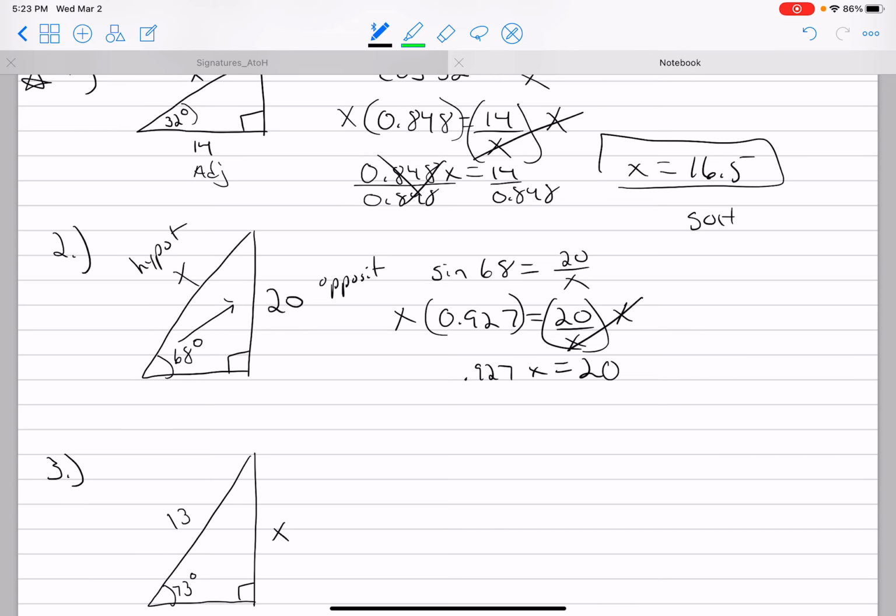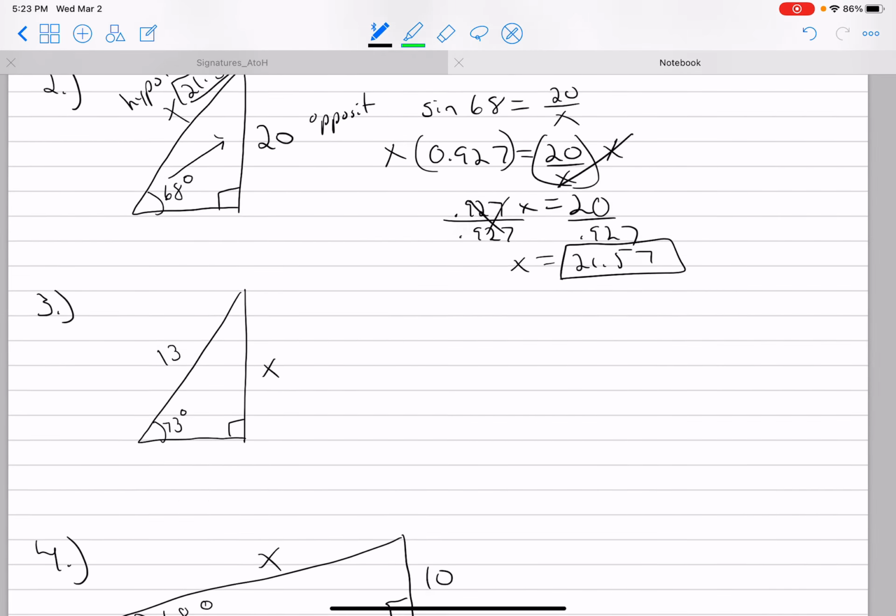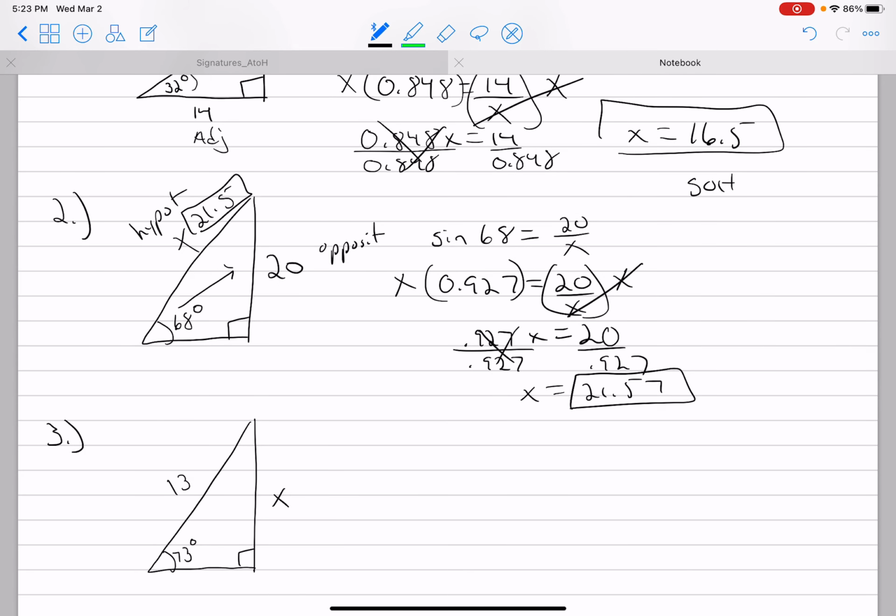0.927. Right, divided by 0.927. I knew 215 sounded too big. 20 divided by 0.927 is 21.57. That seems a lot more reasonable. So the length of this side would be 21.5-ish. Okay? Notice how as soon as I got that 215, I'm like, if this side is 20, no way that this side is going to be 215. That doesn't make sense.